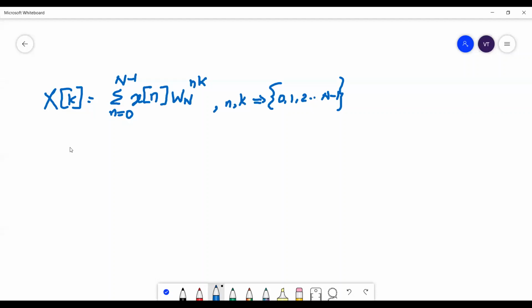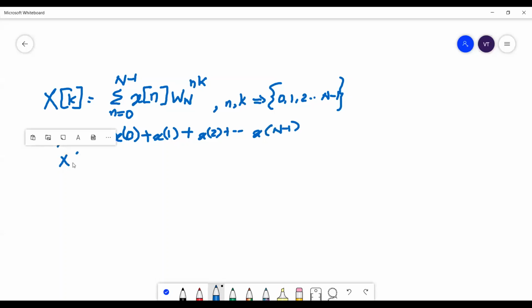This is understood, right? So which means I can write X of 0. What will be X of 0? So each element of X of k we will write. X of 0 should therefore be equal to sigma n equal to 0 to N minus 1 x of n into W_N raised to n into 0. So that is 1. The second part reduces to 1. So we can expand this and write x of 0 plus x of 1 plus x of 2 plus etc. up to x of N minus 1. So that is X of 0.